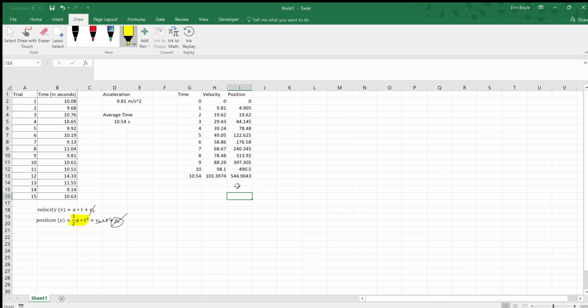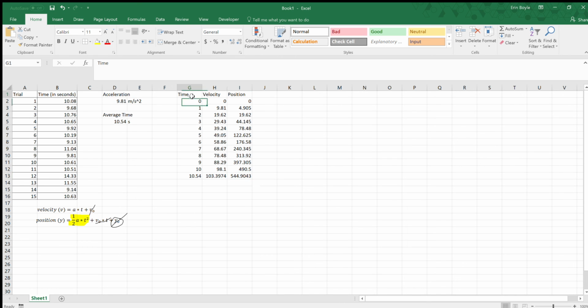So we found that the total height of our building was 544.9 meters tall. That's a really tall building. And then I want you guys to graph this. I want a graph of velocity versus time and position versus time.